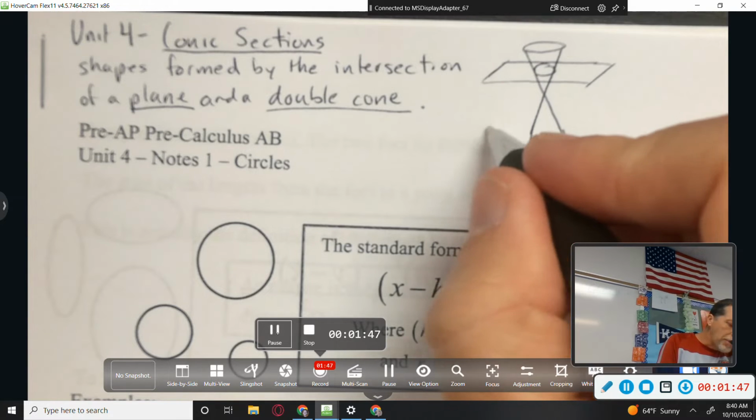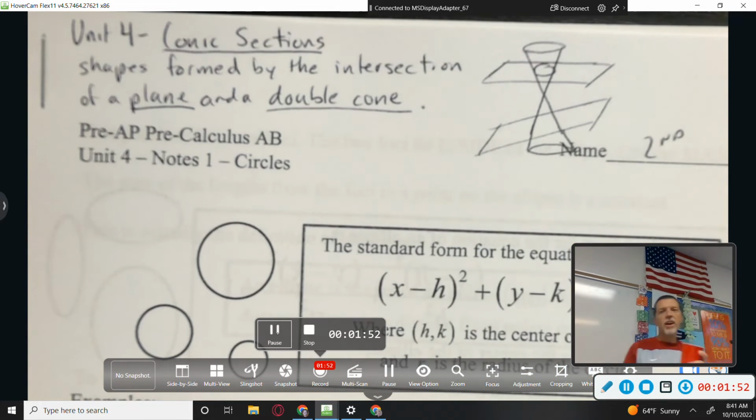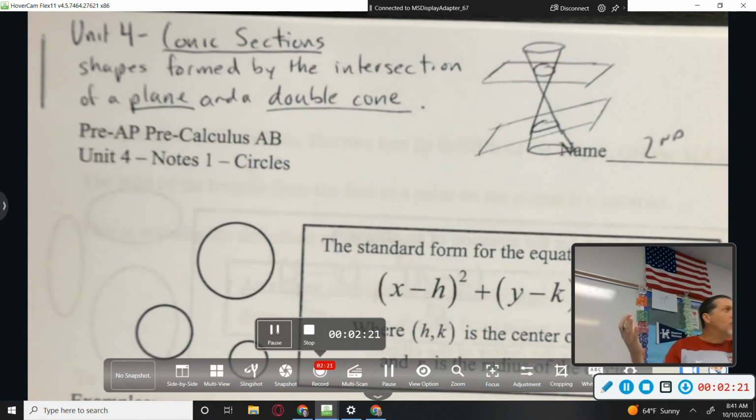Do you know what would happen if we sliced a cup at an angle? A slanted circle, an oval, and what's the fancy name for an oval in a math class? There it is, an ellipse. It'd be an ellipse, which is an oval, yes.